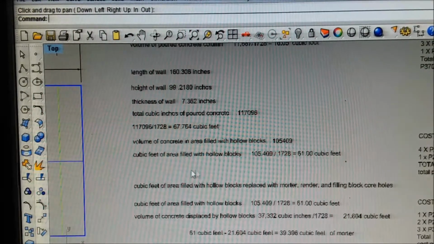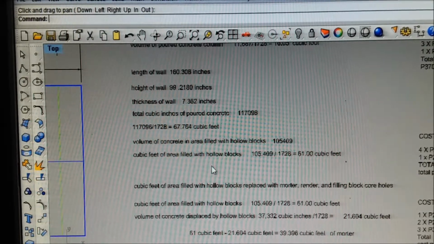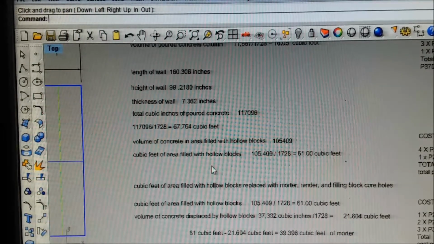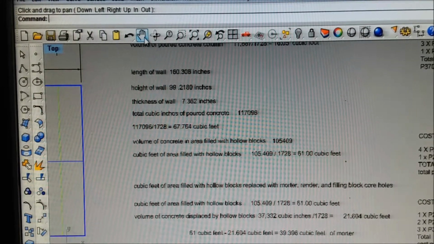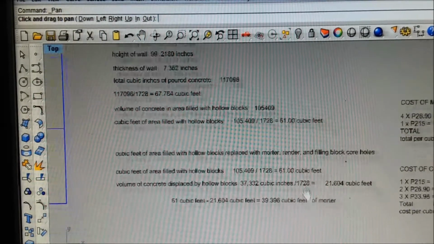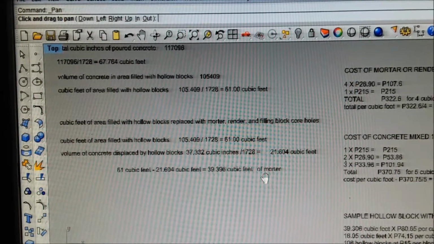If you're really interested in looking at this and seeing what I'm trying to do here, you can pause the screen and zoom in or out or whatever, and you can go through this math. I'm not trying to hide anything. It's just that I'm trying to get this video shorter than 30 minutes.